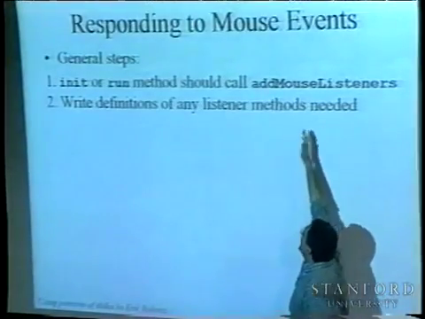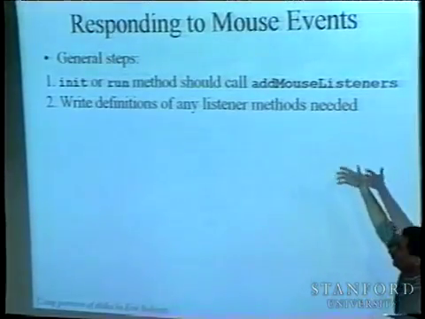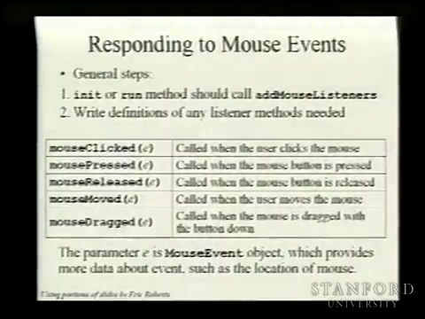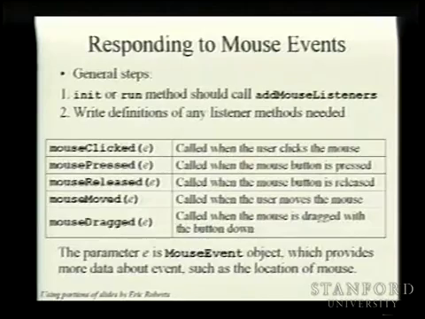And then what you need to do after you have your mouse listener in there is add definitions for any listeners you want to have. So here's the common set of listeners for mouses. There's mouseClicked, which you just saw. That's called whenever the user clicks the mouse.